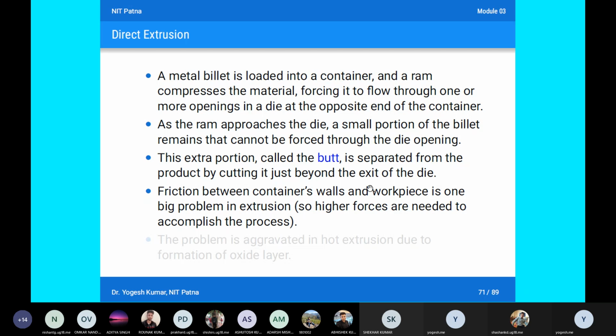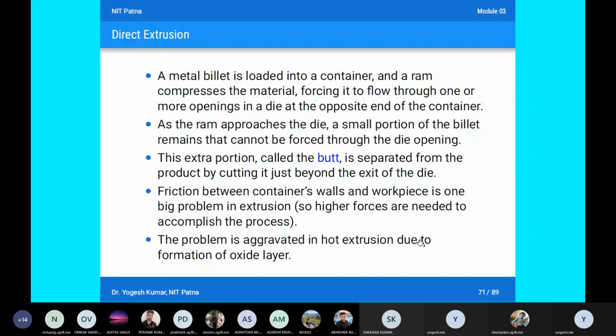How this friction problem is reduced or removed, we will discuss in the next type of process, that is the indirect extrusion. So under direct extrusion, friction is a problem because of the relative motion between the work billet and your die container surface.